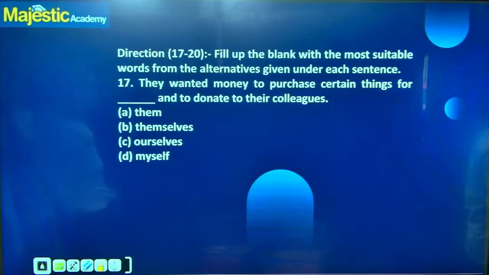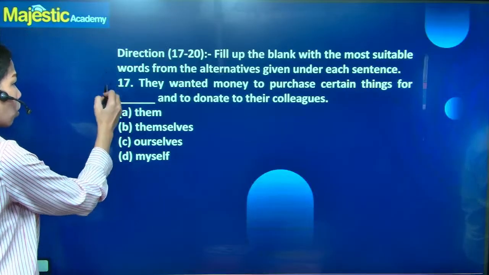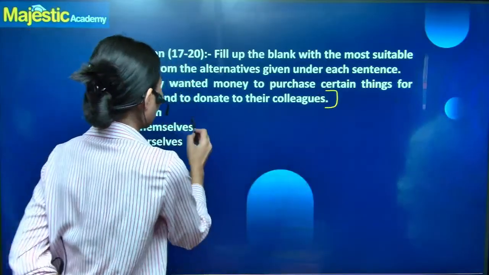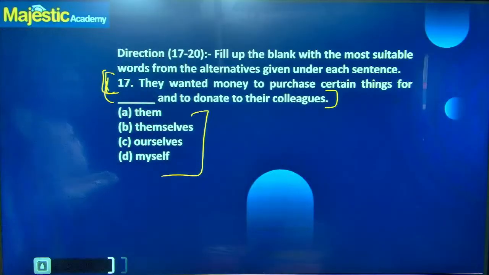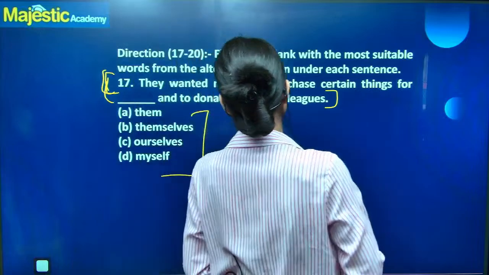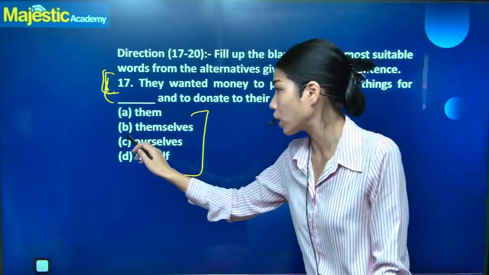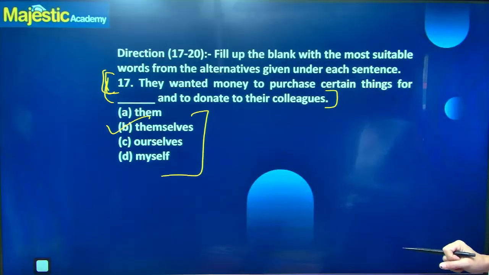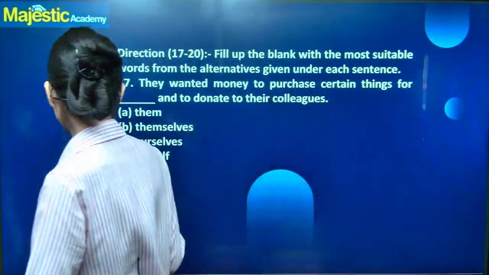The direction says, fill up the blank with the most suitable words from the alternatives given under each sentence. So we have a set of questions with different sets of options, and we have to fill these blanks. The question says, "They wanted money to purchase certain things dash and to donate to their colleagues." They wanted money to purchase certain things for whom? For themselves. So in this case your answer has to be "themselves". So the answer should be: they wanted money to purchase certain things for themselves and to donate to their colleagues. Okay? So this is your answer for question number 17.